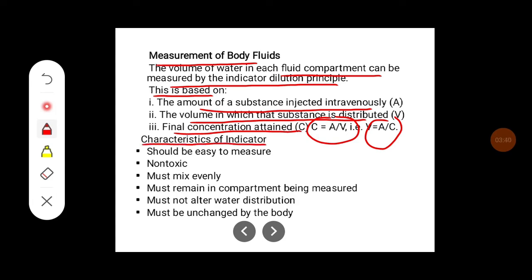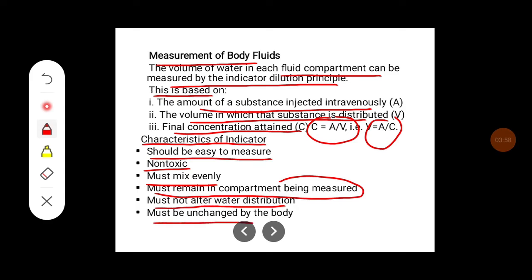The dyes which are used should have certain characteristics: they should be easy to measure, should be non-toxic, must mix evenly, must remain in the compartment which is being measured, must not alter the water distribution, and must not be changed by the body.